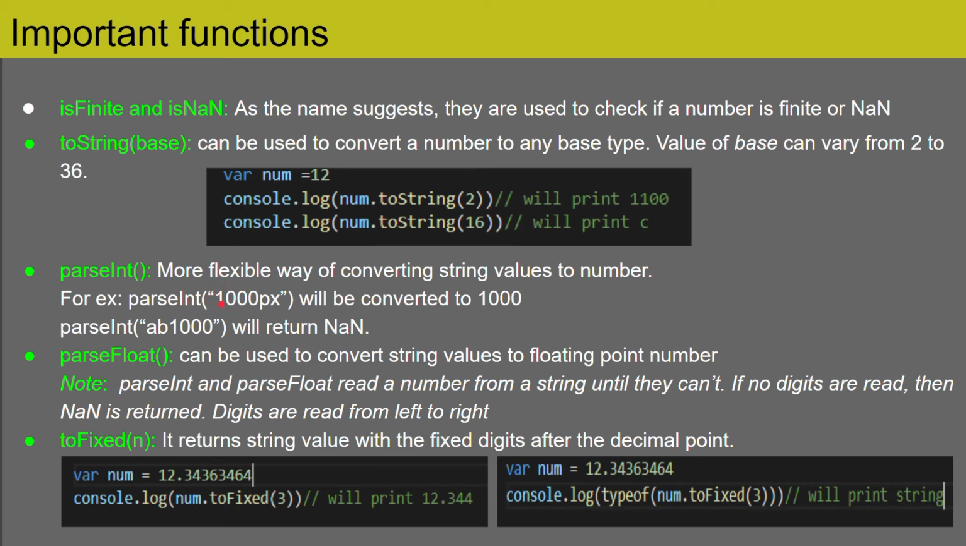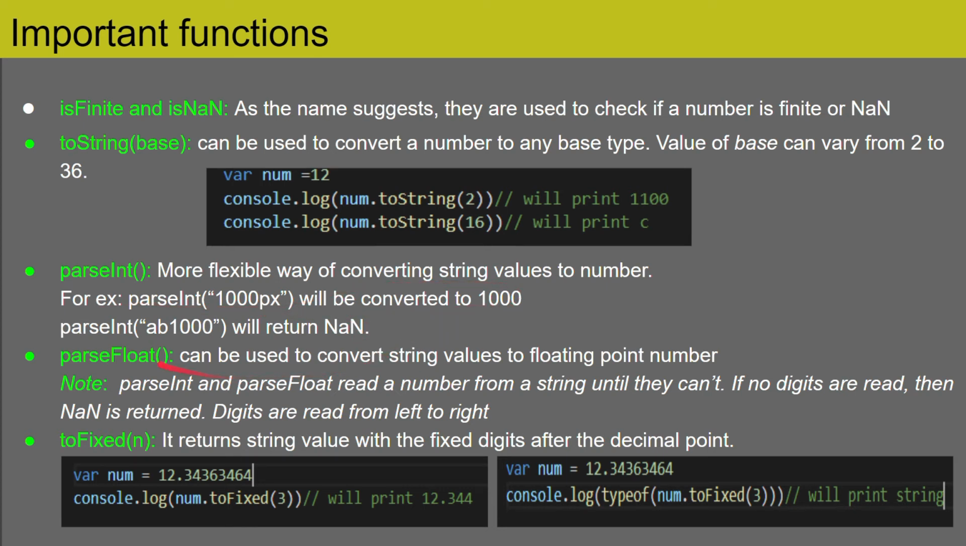So what is happening here is that in the first example, it will start reading the value from left, and it will keep reading the value until it can't. As soon as it reaches the value P, it cannot read it. So it will stop, and whatever value was already read will be returned as a result. So 1000 will be returned here. But in the second example, the first character itself is an alphabet, so it cannot read any further, and NaN will be returned as a result.